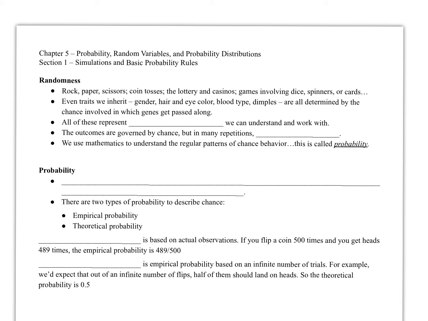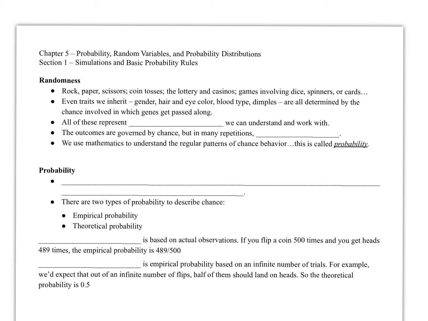In Chapter 5, we're going to take a look at probability, random variables, and probability distributions. In Section 1, we're going to take a look at simulations and then just some basic probability rules. So one thing that's really important to probability is the idea of randomness.